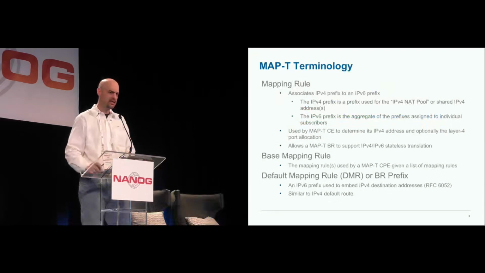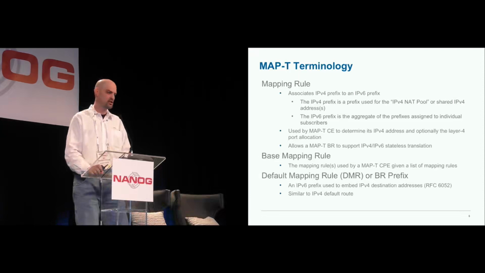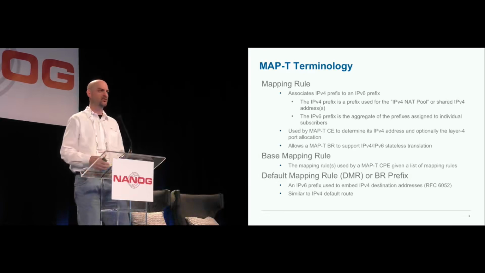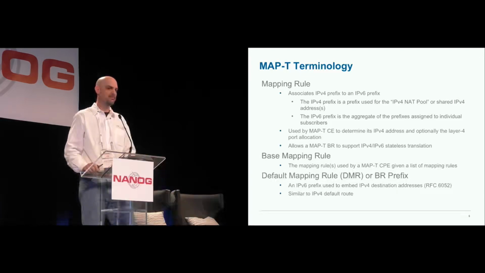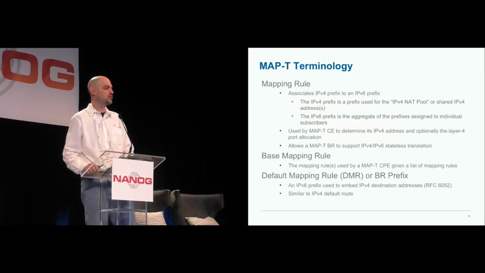I'm going to introduce you to some MAP-T terminology, though I don't want you to get too fixated on it because there are some visuals that I have in slides to come. There's a notion of a mapping rule. This basically associates an IPv4 prefix to an IPv6 prefix. The IPv4 prefix, for those of you who have done enterprise level NAT or carrier grade NAT, is just a prefix that's used for the shared IPv4 address. This is what the subscriber shows up as on the internet when MAP-T is used. The IPv6 prefix is an aggregate of the prefixes assigned to individual subscribers.